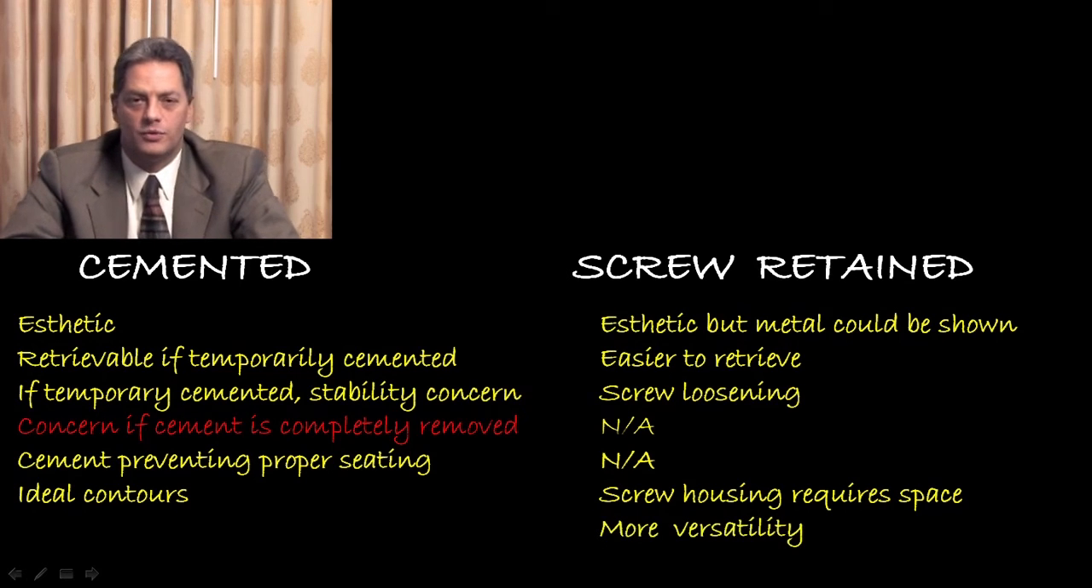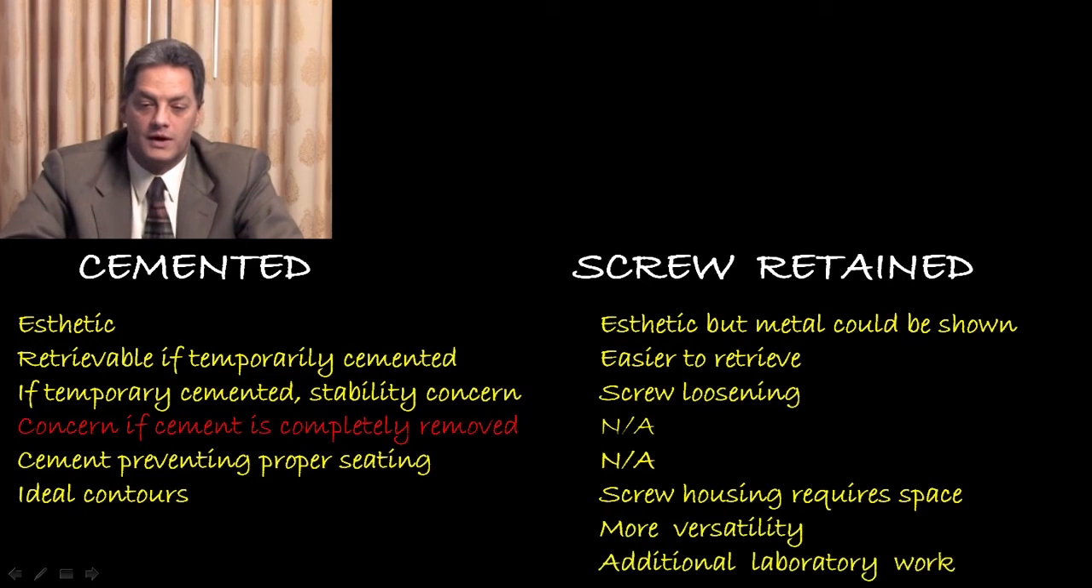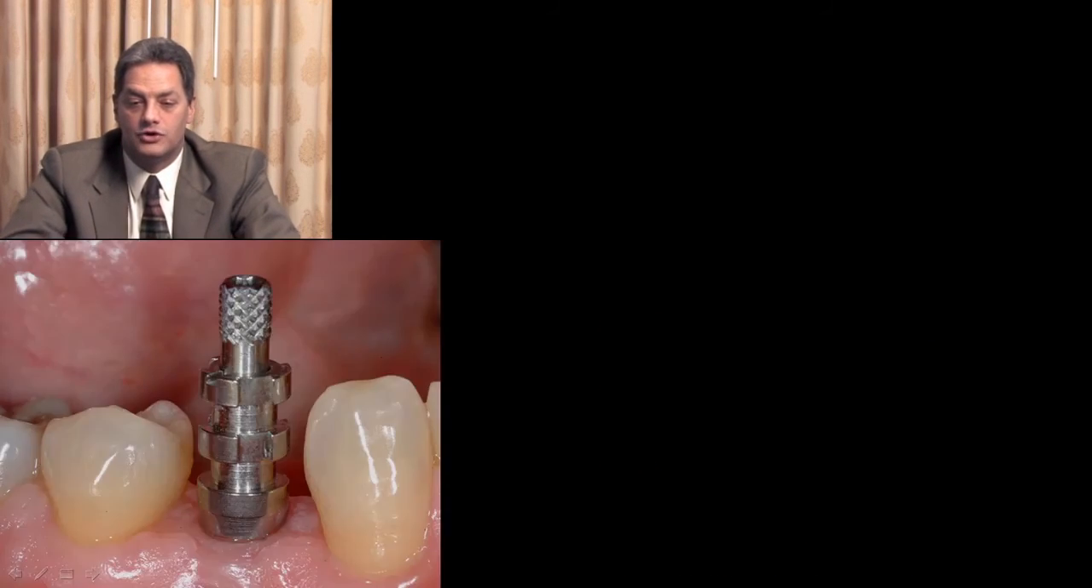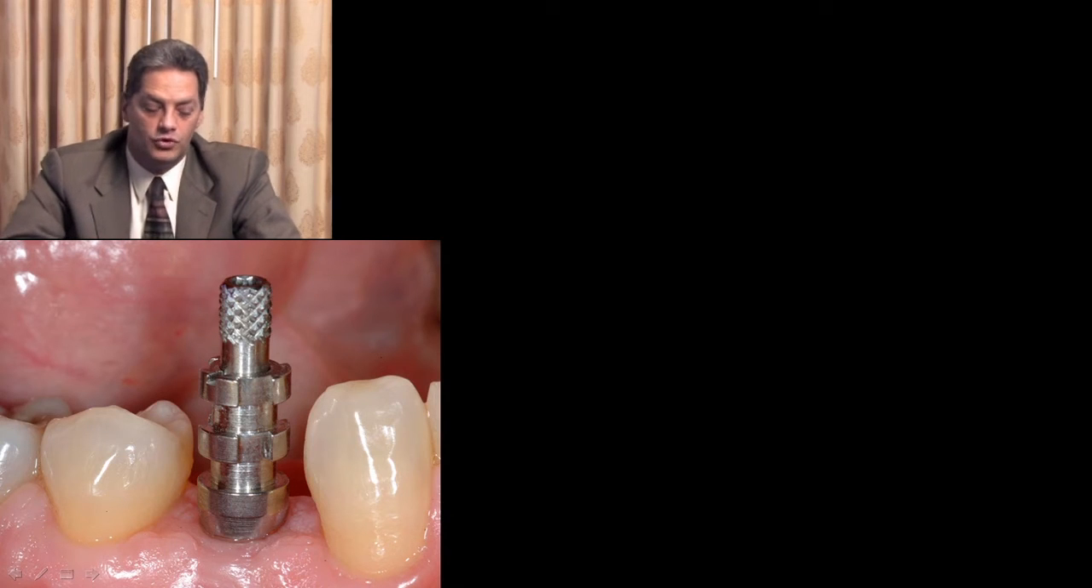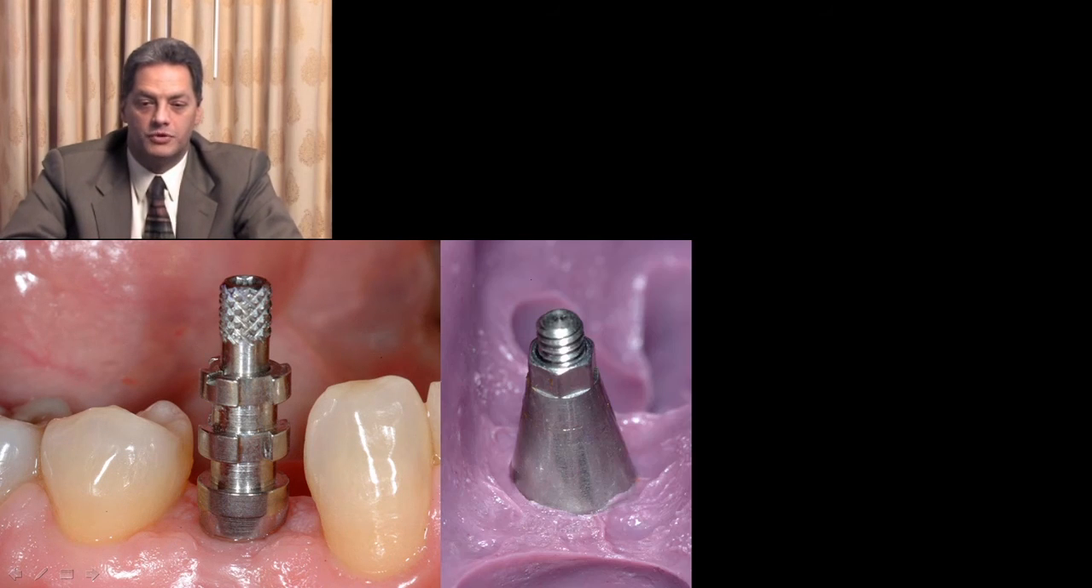But there's more versatility with the screw retained, as it can be from the occlusal or the lingual. It does require additional lab work and hence additional expense. So even if we're doing a single unit, I would recommend the open tray.